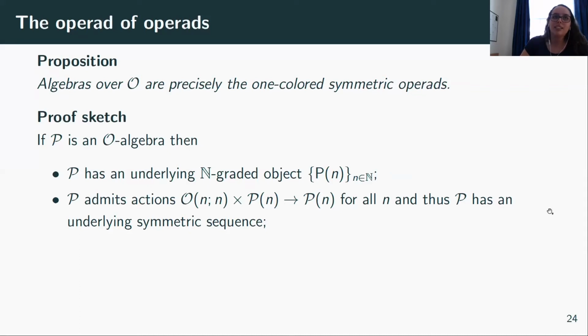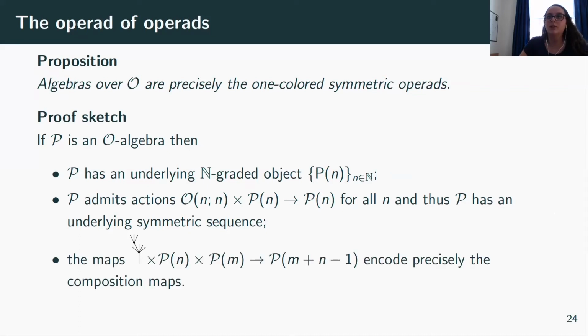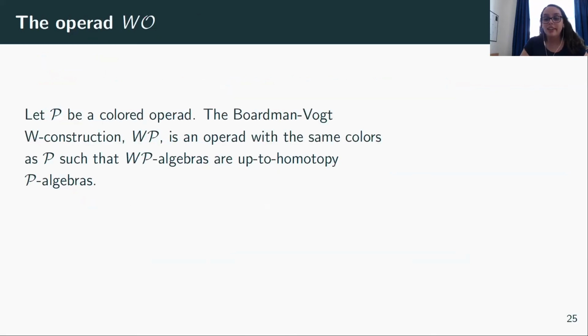So this encodes a symmetric sequence. And if you look at maps of this type of trees, then they code precisely the compositions of your operations. And if you go through the details of exactly how they compose, you see that they satisfy exactly the conditions you want for an operad. So this is very good. We have an operad of operads, and now we can use the W construction.